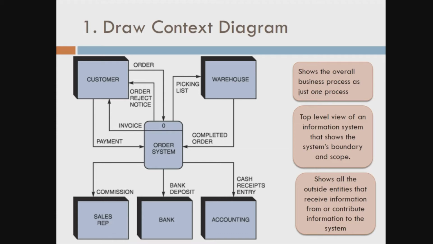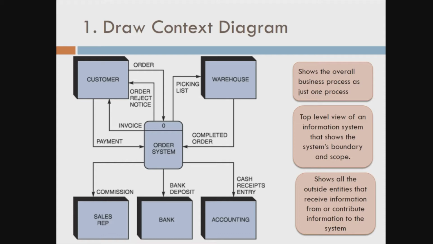This context diagram is the top level view of an information system that shows the system boundary and the scope. It also shows all the outside entities that receive information from or contribute information to the system. Means based on the context diagram, you already know who the external entities are that will be involved directly and indirectly with your information system.